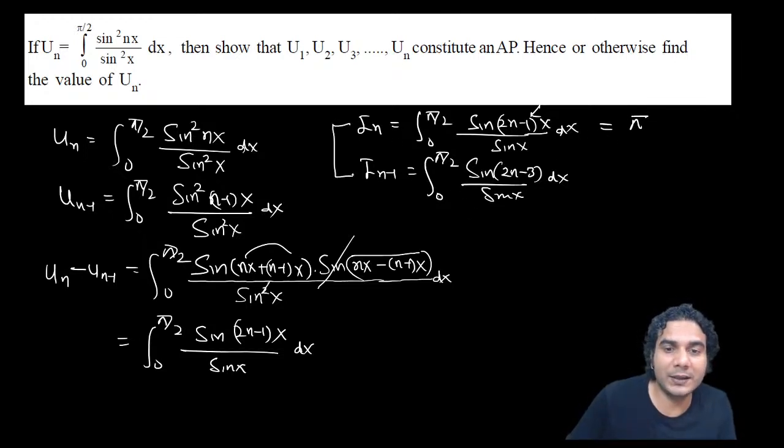Otherwise, you can subtract these two and simplify. It will come out to be a constant. It will be 0, In minus In minus 1. Then you keep reducing it and then calculate I1. I1 is going to be pi by 2.